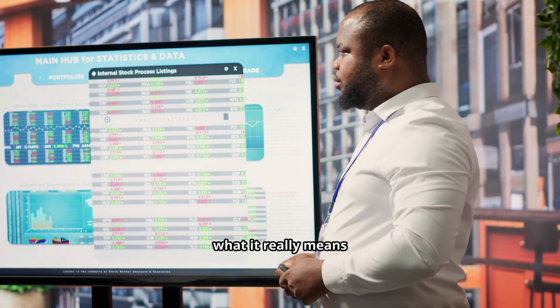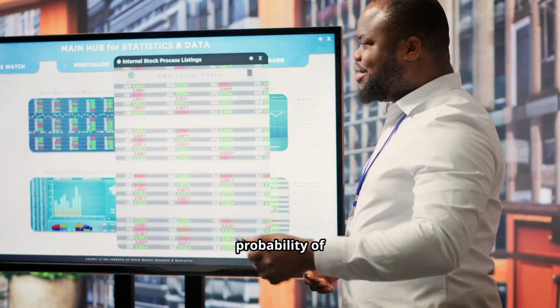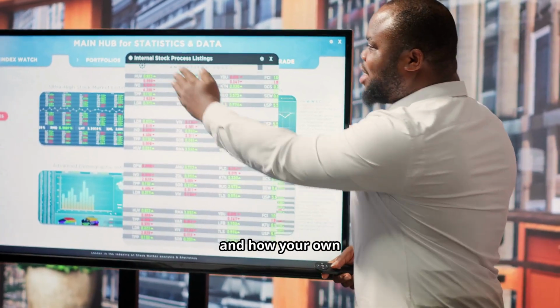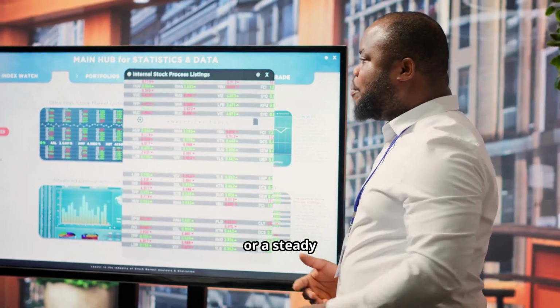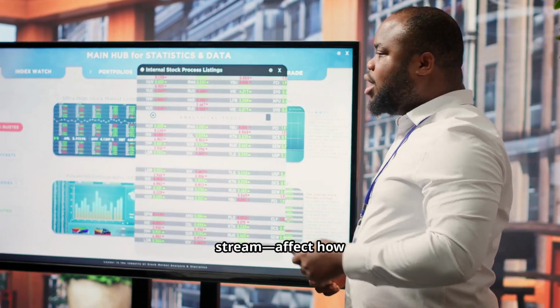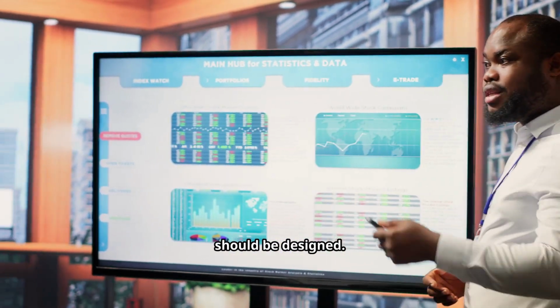We'll also explore what it really means to maximize your probability of success as an investor, and how your own personal spending needs, whether they're none, lumpy, or a steady inflation-adjusted stream, affect how your portfolio should be designed.